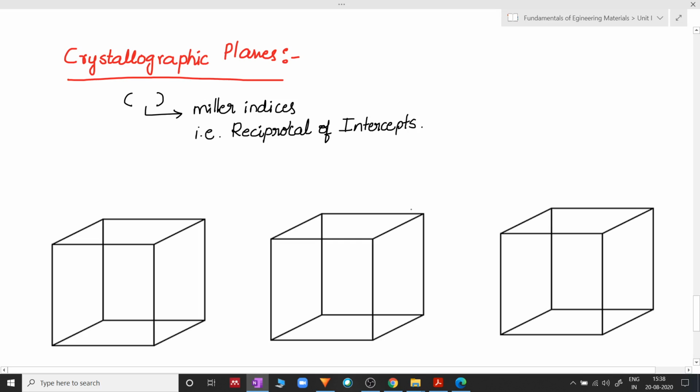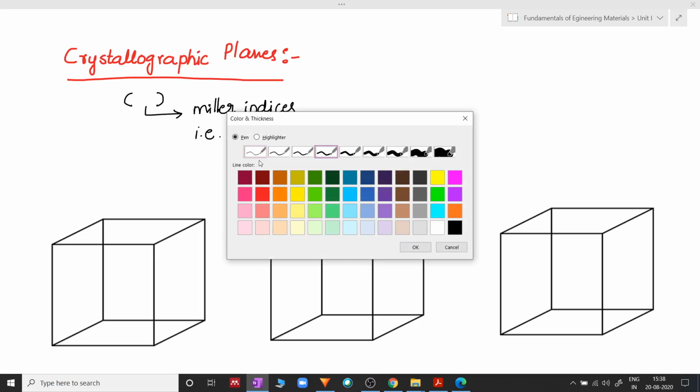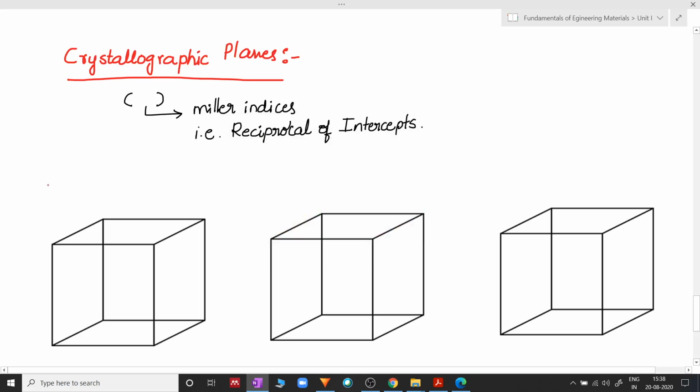Let us try to understand this by taking some examples. We will understand how to represent these crystallographic planes. So first example, I am going to take the 100 plane. Here 100 means these are Miller indices, as I have explained.